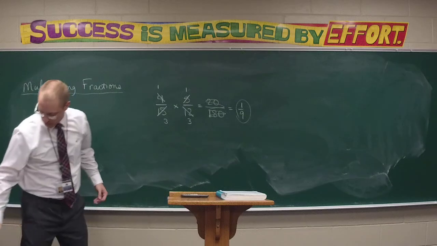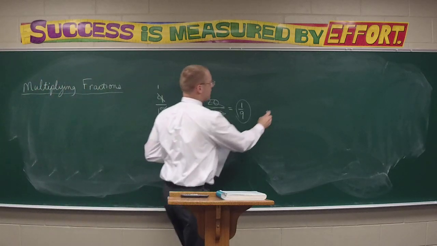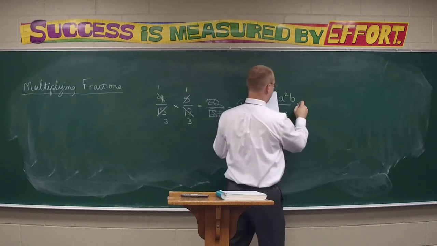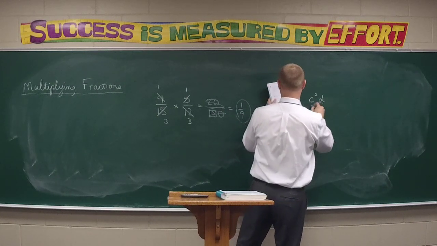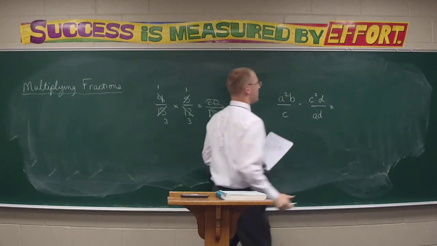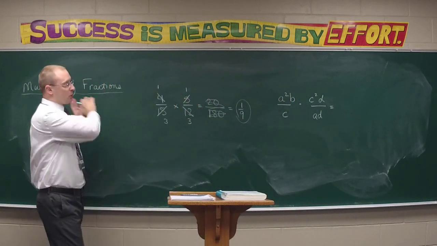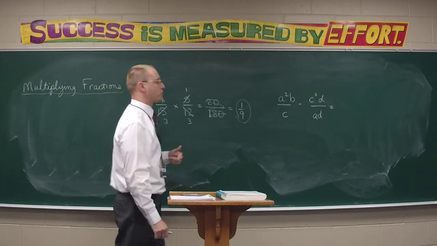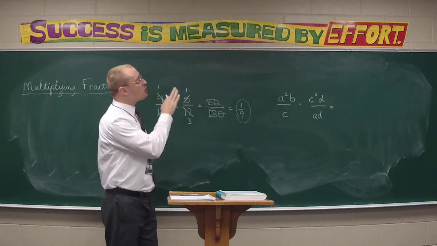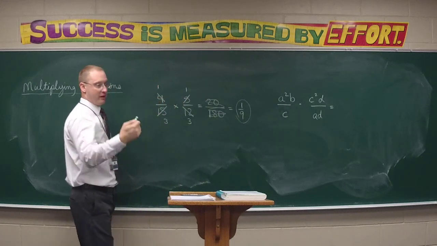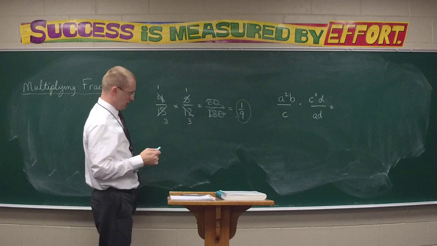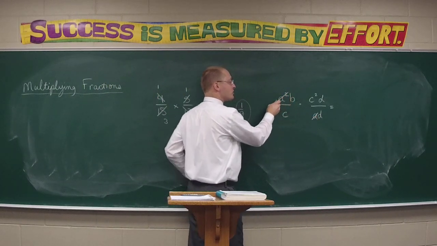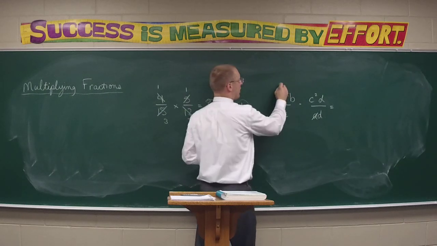Write this example in your notes if you would. A squared b over c, times c squared d over ad. We could multiply straight across and then reduce, but it's going to be quicker, I think, if we reduce as we go. What is some numerator factor and some denominator factor that you see that could cancel with each other? Audrey? A's. This a cancels with one of these two a's to leave me with a single a up here.